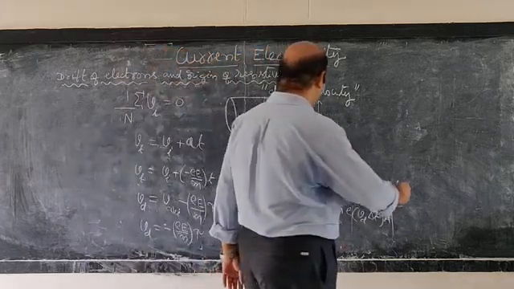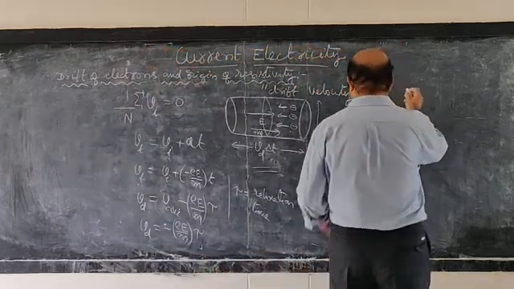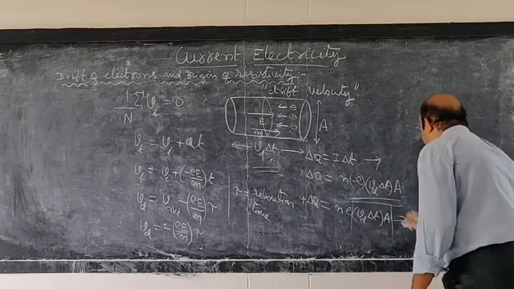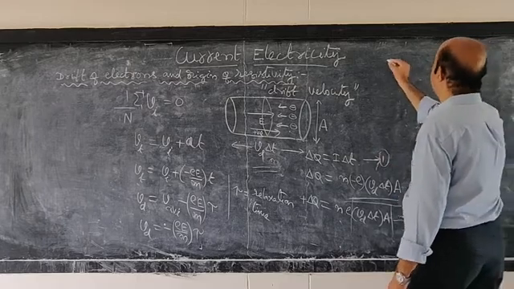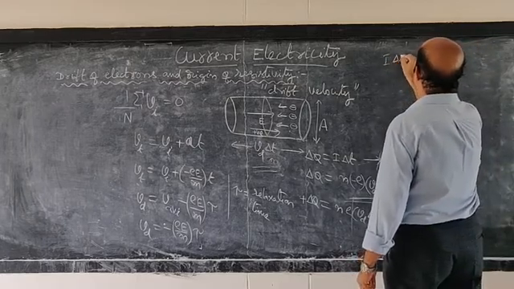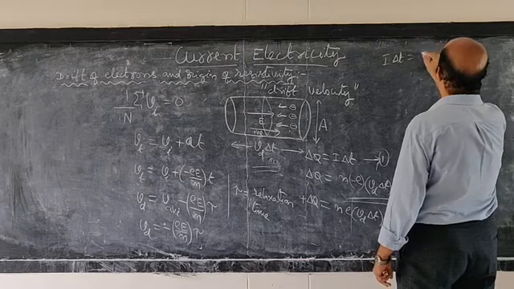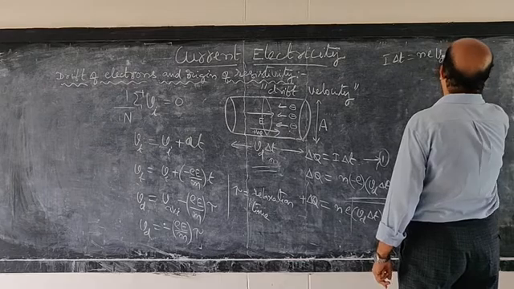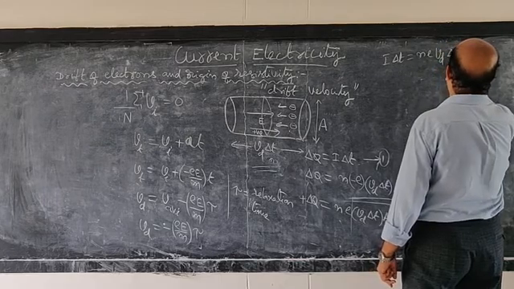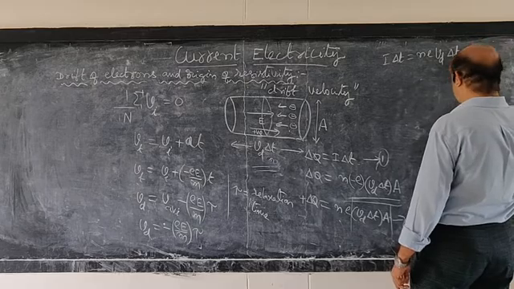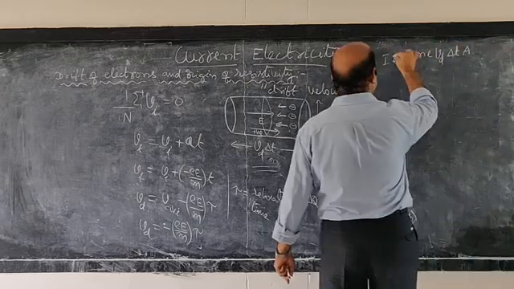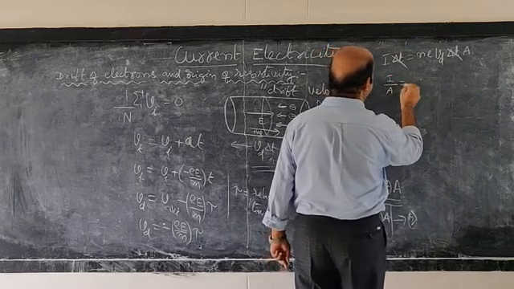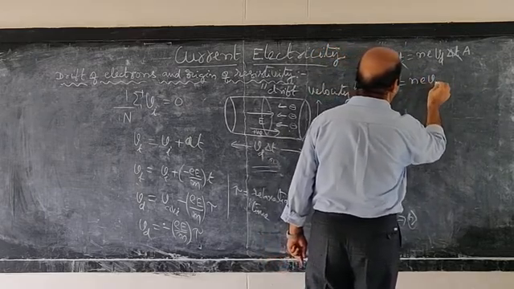Now, I can equate these two equations. Then I can write I into delta t is equal to n e Vd delta t A. This delta t gets cancelled, and I can write I by A is equal to n e Vd.